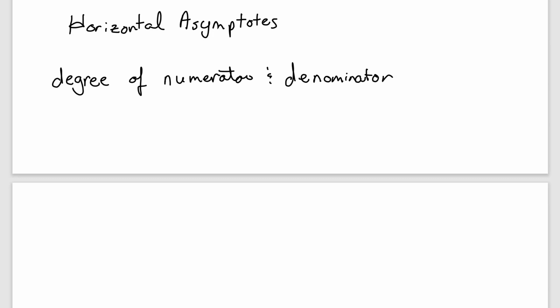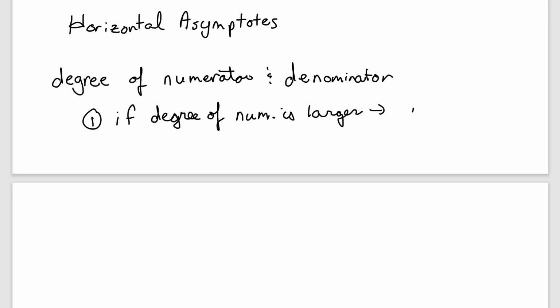And where we compare the degrees, we have three different options. Option number one, if the degree of the numerator is larger, there is no horizontal asymptote.